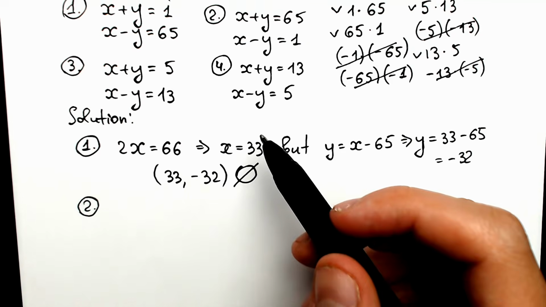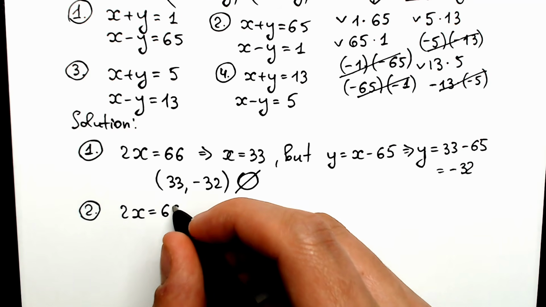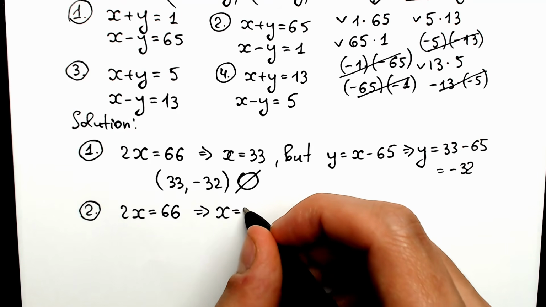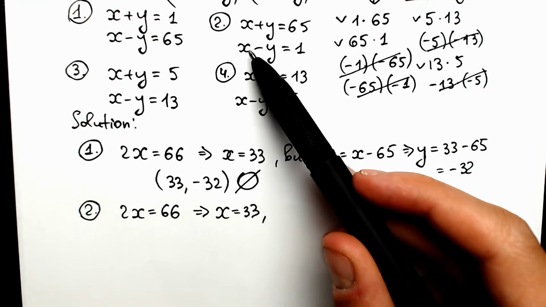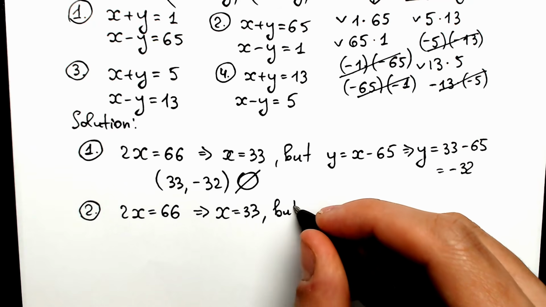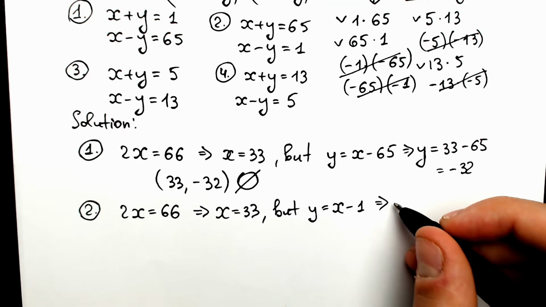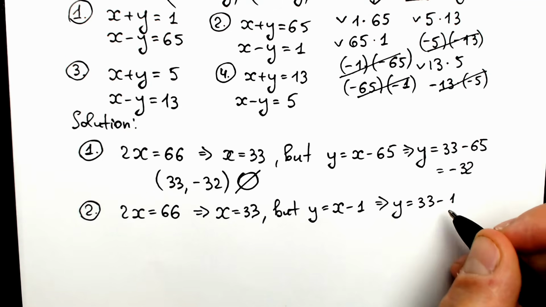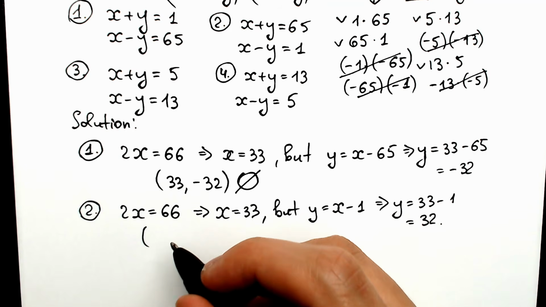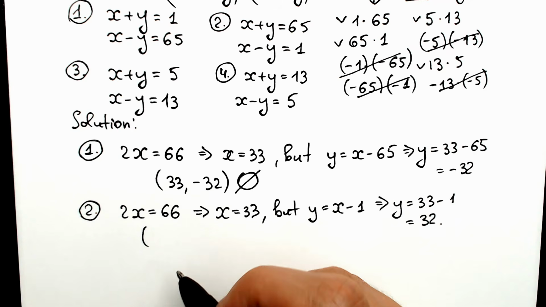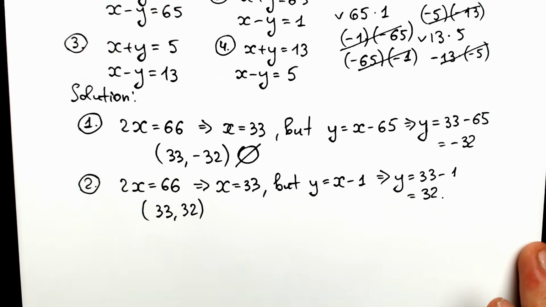The same thing, we're going to add it. So we have 2x equal to 66, and from here, x is equal to 33. And y, what about y? So y equal to x minus 1. So what do we have as a result? We have y equal to 33 minus 1 equal to 32. And basically, this is a great root for us, but I'm going to say a little bit later about this pair. So we have 33 and 32. Okay, we keep it.